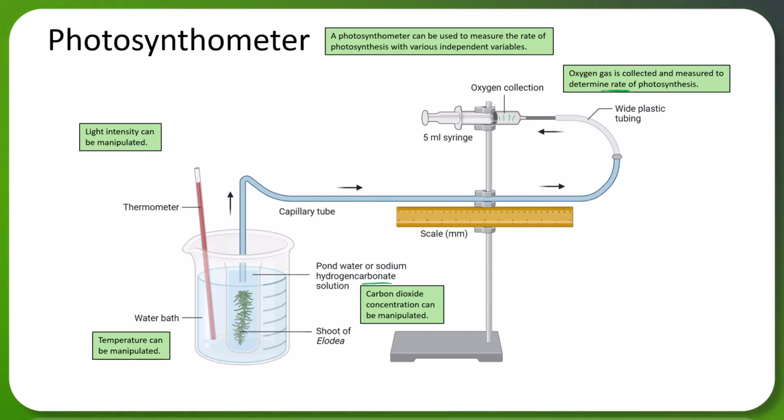If we increase light intensity, we would expect to see a higher rate of photosynthesis because of a higher output of oxygen gas. If we lower the temperature, we would expect to see a decrease in photosynthetic rate and a decrease in the quantity of oxygen being produced. If we decreased our carbon dioxide concentration, we would expect to see a decrease in the oxygen gas being collected. All of these are limiting factors, and this is a really good way of manipulating those variables and then measuring the oxygen gas being produced and relating that to the rate of photosynthesis.